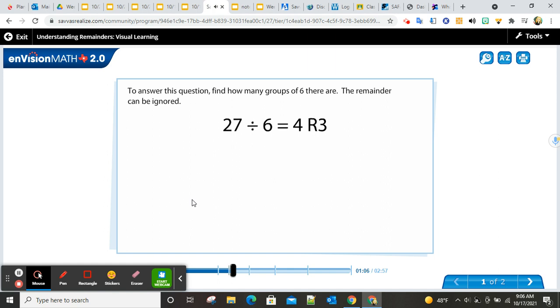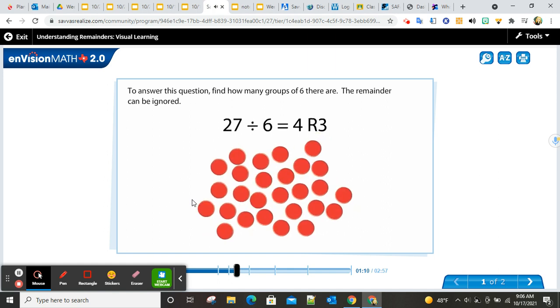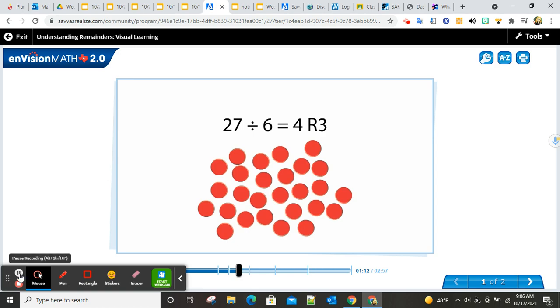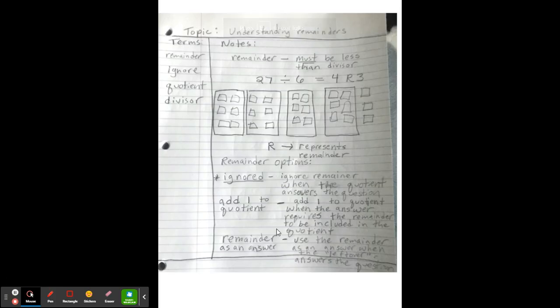To answer this question, find how many groups of 6 there are. The remainder can be ignored. So in my notebook, I did write this down, and I'm going to show you what I wrote. Notice on remainder options, the first option I wrote was ignore. I wrote ignore the remainder when the quotient answers the question.